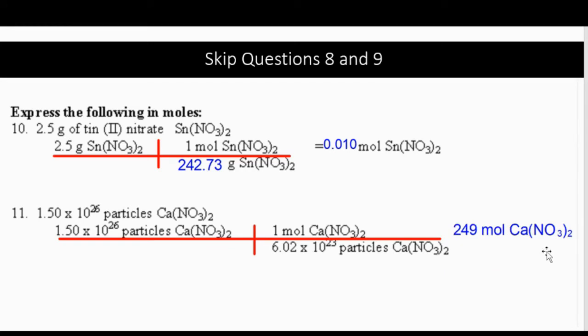And I get 249. Remember particles, it's just the number of objects we have. It's a huge number of objects. That's why we work in moles on a regular basis, because the number of objects at the atomic size is just insane. So we have a different way of talking. It was where you have moles.